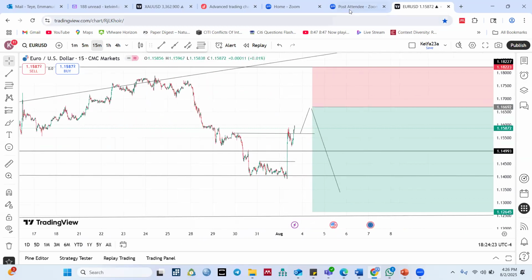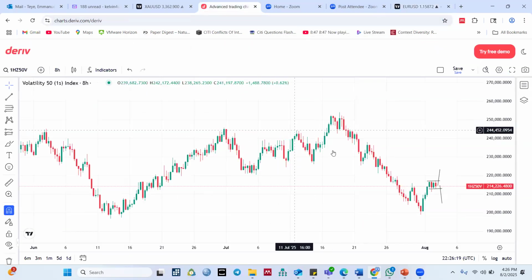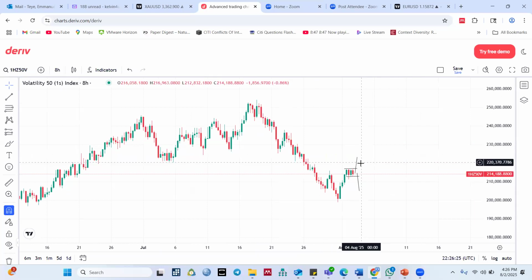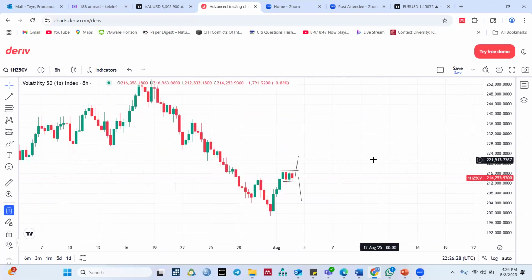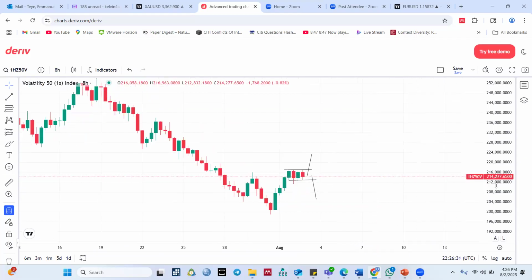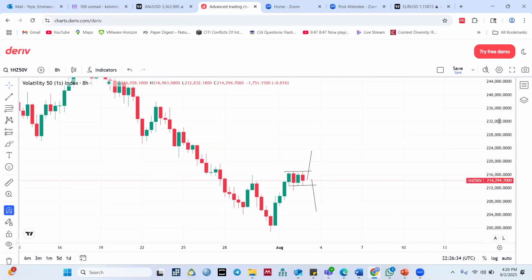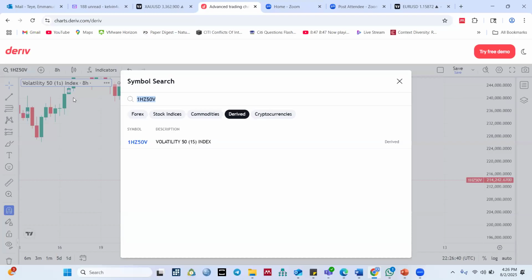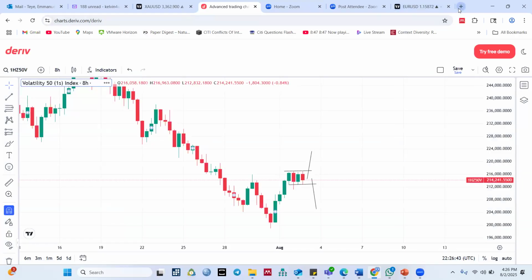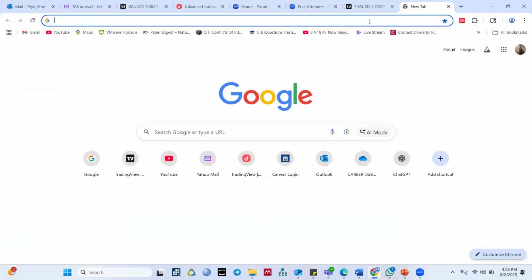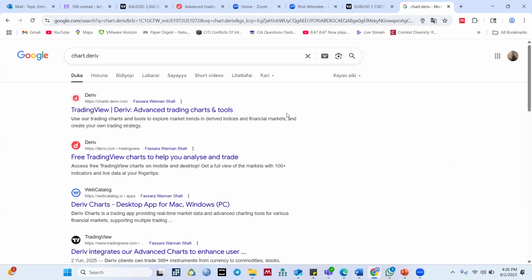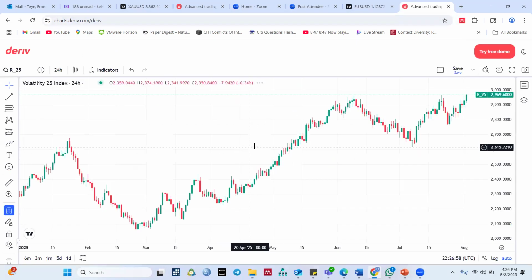So this one is Deriv TradingView. Deriv is a broker that you can sign up with to trade, and they have their own pairs like volatilities and other synthetic pairs. So this is one of them, and this is the 51S. For that one too, you just go to your Google search bar and type chart.deriv, and then it opens. You can click, and then the chart opens for you.